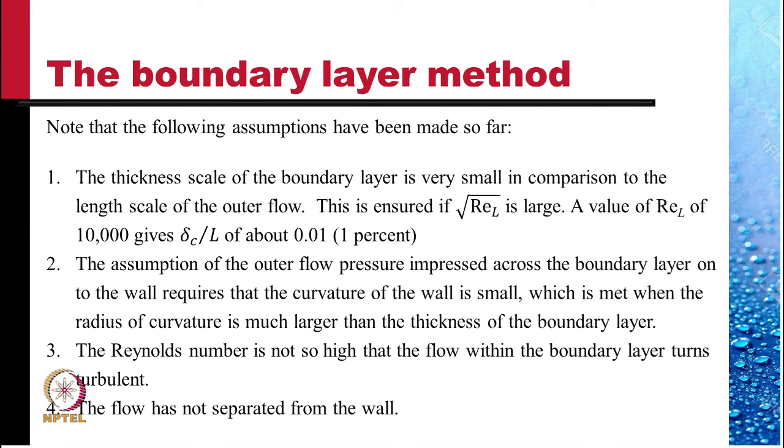We also assumed that the flow is laminar, so that we can use the form of the Navier-Stokes equation which is valid for laminar flow. That is, with Stokes' hypothesis for the stresses in the fluid. If the Reynolds number is too high, the boundary layer turns turbulent, and this formulation would not be valid.